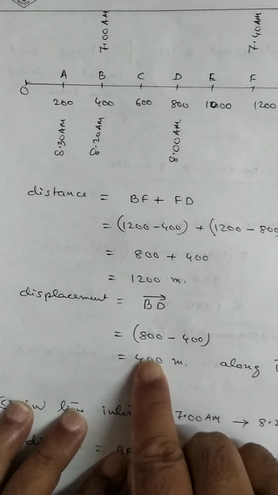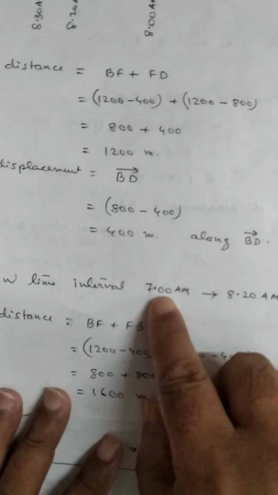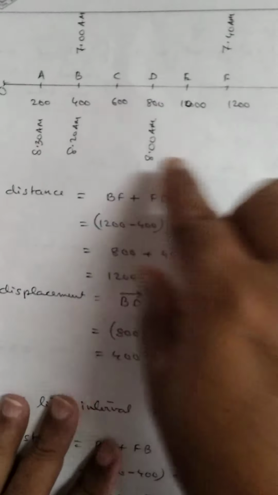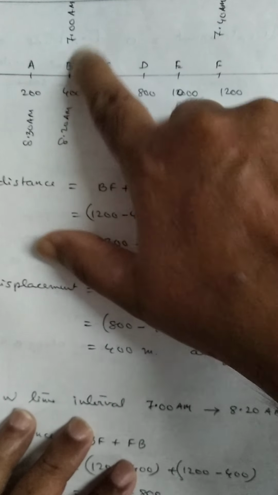Now we have to calculate distance and displacement in the time interval 7 a.m. to 8:20 a.m. So what is the position of the body at 7 a.m.? This is the position of the body at 7 a.m. Body moves from B to F and then returns back to B and reaches the position B at 8:20 a.m. So in the question they ask distance and displacement from 7 a.m. to 8:20 a.m. So this is the initial position of the body, this is the final position of the body.